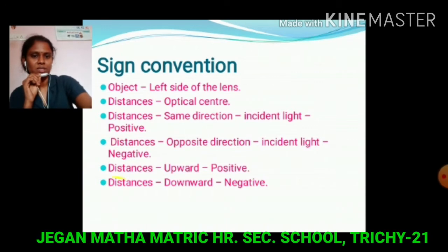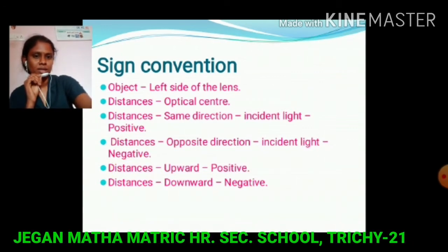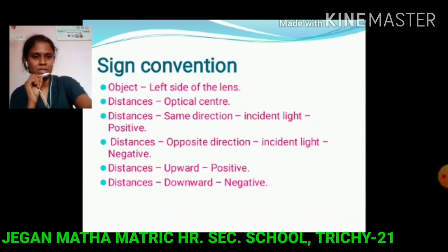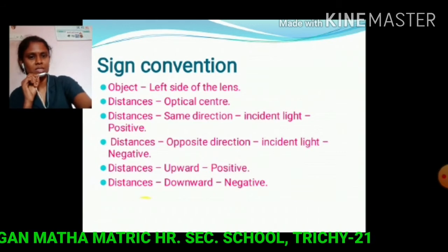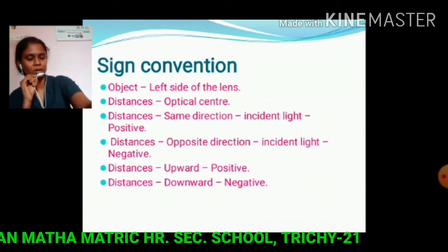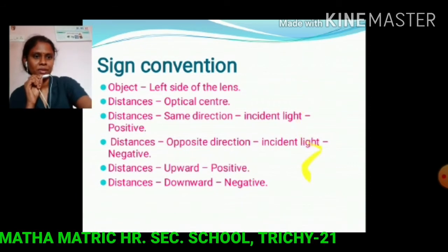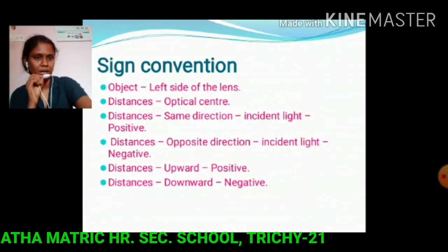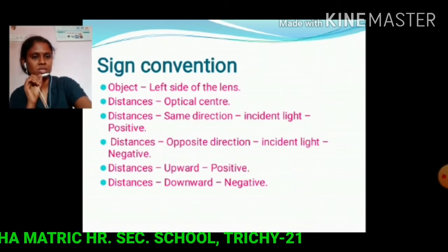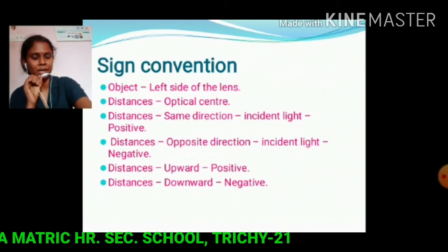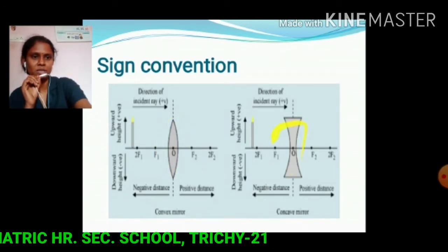Likewise, next, distances measured upward, that is perpendicular to the principal axis, are taken as positive. Next, distances measured downward, that is perpendicular to the principal axis, are taken as negative. These are the important Cartesian sign conventions used for measuring various distances when we draw the ray diagram. See here, spherical lenses are placed.